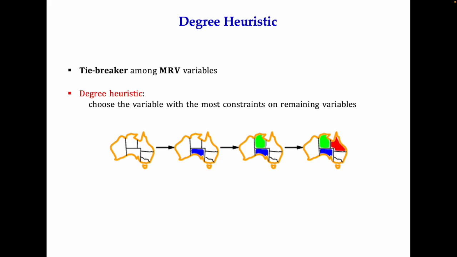And that means you choose the region or the variable that has more impact on the other regions or is connected to more neighbors. So in this case, Western Australia is only connected to these two regions. And this one is connected to more regions and is affecting even more unassigned regions. So we pick this one to color.